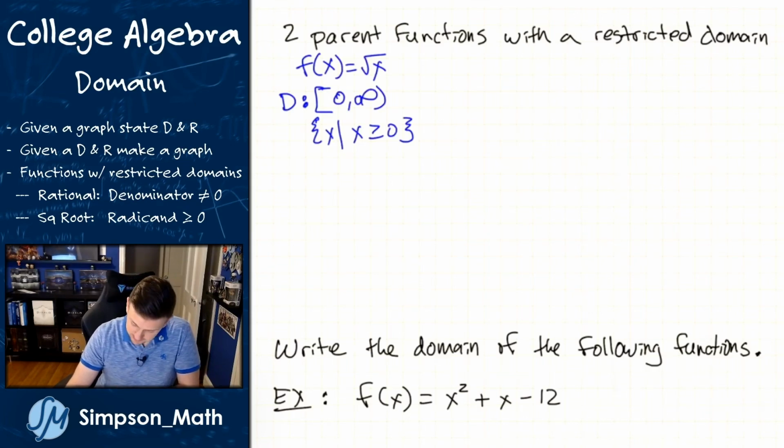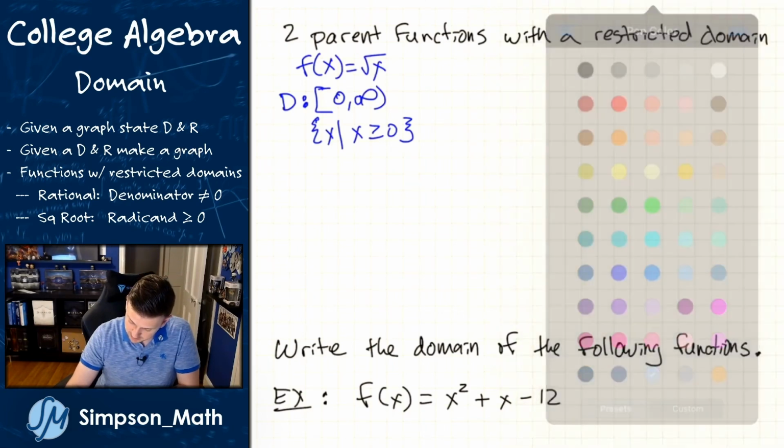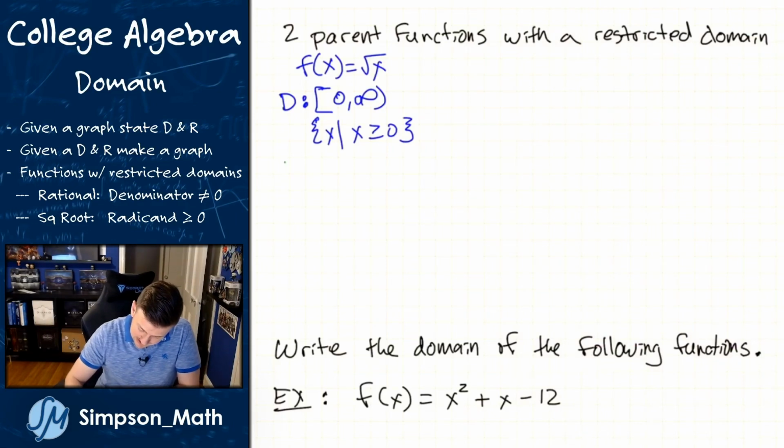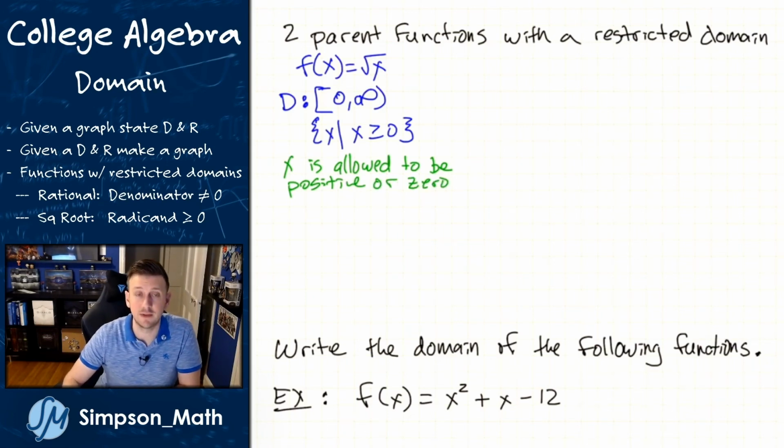They're not allowed to be negative. Let me switch my colors. All right, so I'm going to make a statement that says x is allowed to be positive or 0. And I wrote that in green. And then in red, I'm saying x is not allowed to be negative.